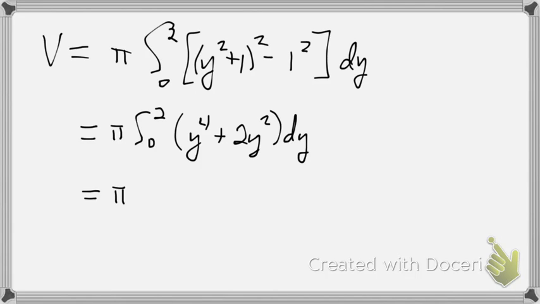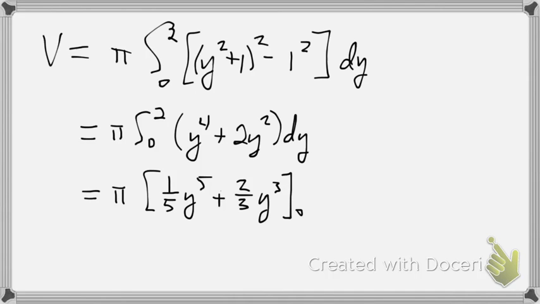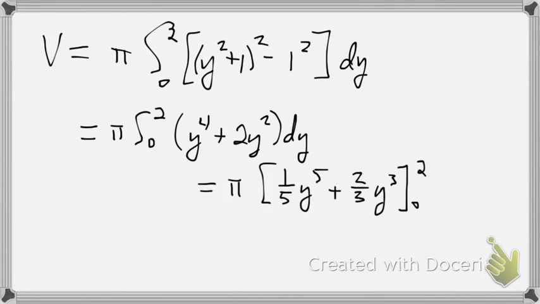All right, so antiderivative. We got a pi out front. Y to the 4th gives us 1/5 y to the 5th. And then we have plus, for 2y squared, we get 2/3 y cubed, from 0 to 2. That was so short.